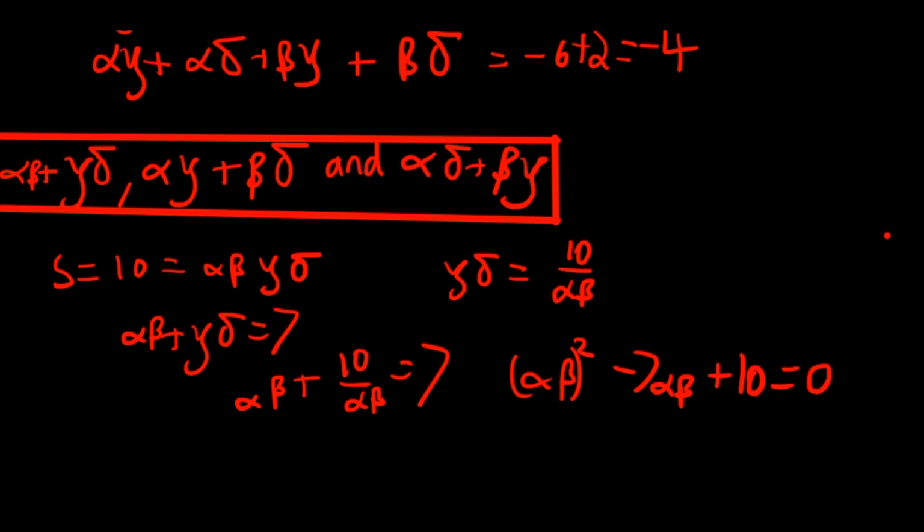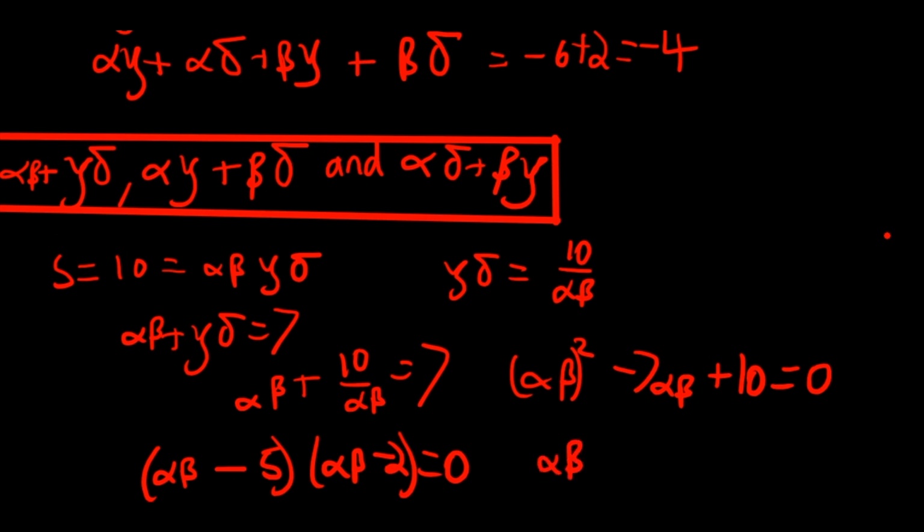And this can be factorized, because we can just treat the alpha beta as a single term. Well, we'll get alpha beta minus 5 times alpha beta minus 2 is equal to 0. And so alpha beta equals 5, or alpha beta is equal to 2. So which one is it?